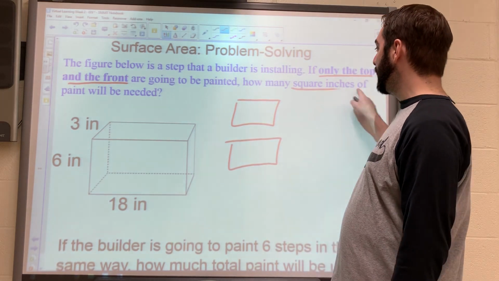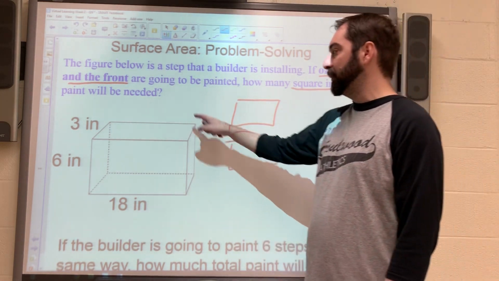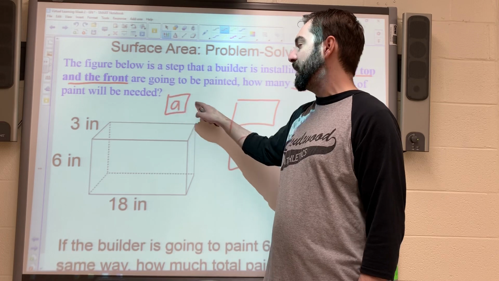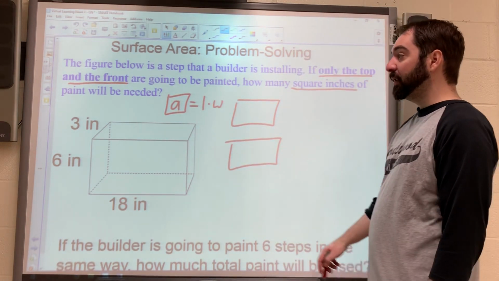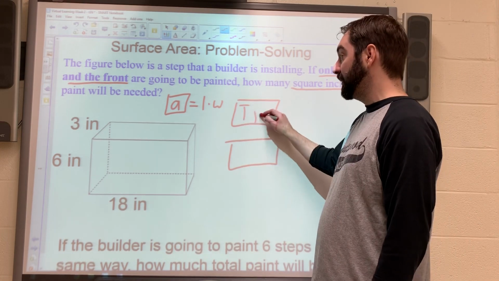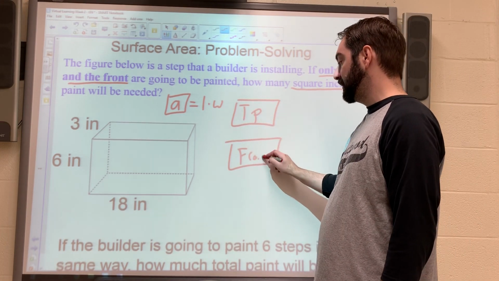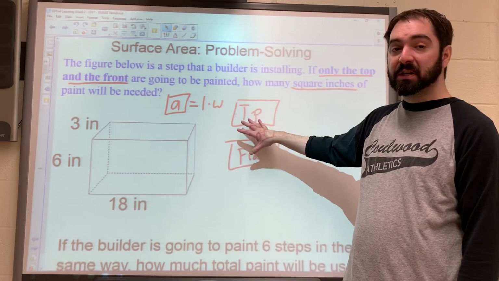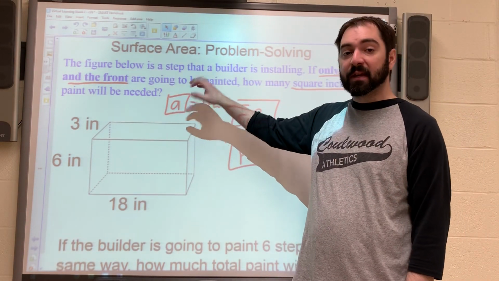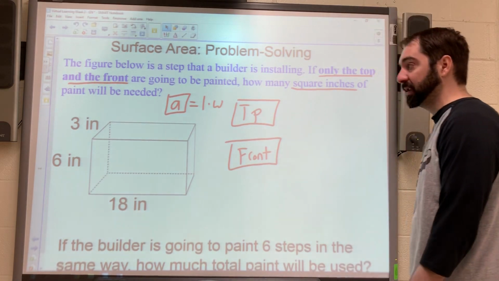How do I know what kind of problem this is? Well, it says square inches. So boom, right there, I know I have 2 squares or rectangles, length times width. Now, I know that they're only painting the top and the front. So again, all I've done so far is broken this problem apart. What information did they give me? What do I need to solve it? And now I can get into how do I actually solve.